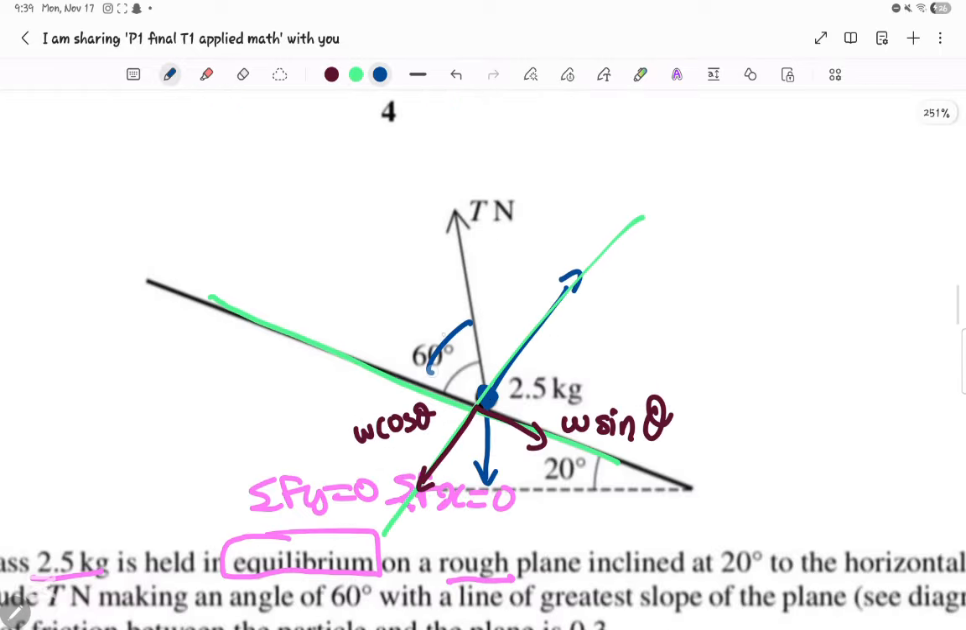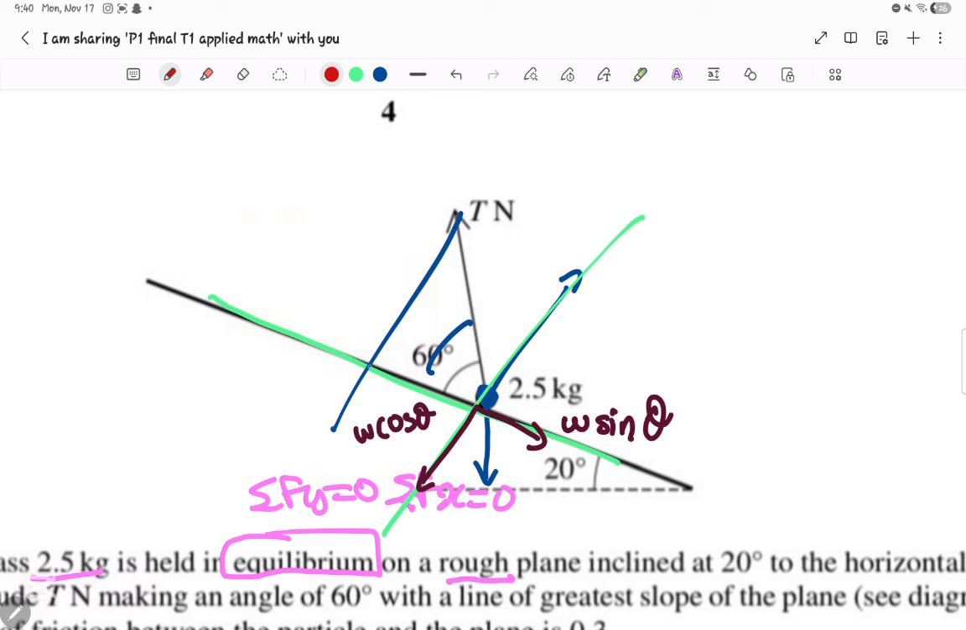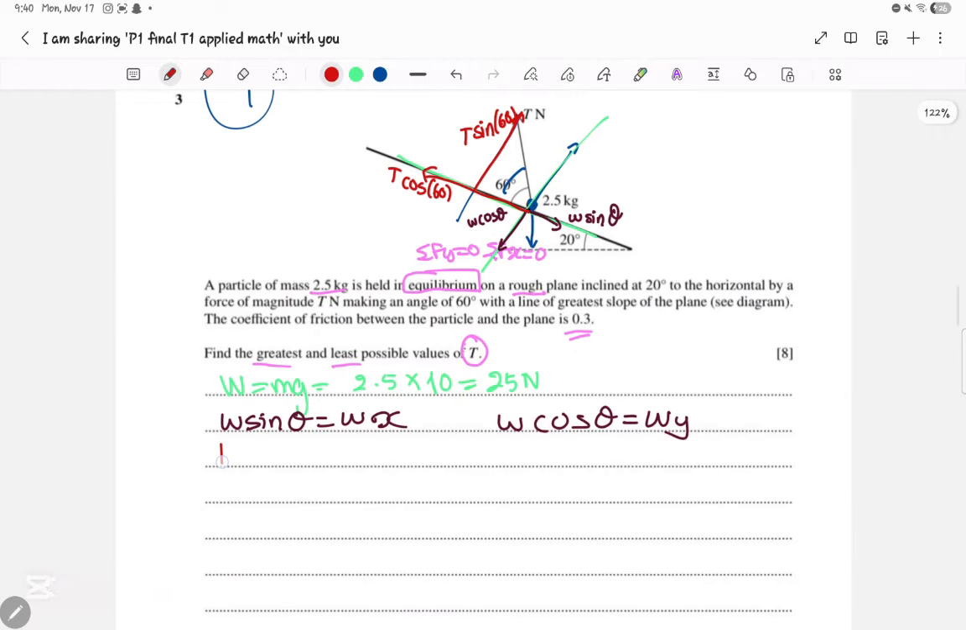I just make it into a triangle, right? This is my triangle. And what do I need to find? I need to find my x and y values. So my y value over here and my x value over here. For my x value, it's gonna be tension cosine 60. And for my y value, it's gonna be tension sine 60. What does this mean? This means tension sine 60 is equal to tension y. And then tension cosine 60 is equal to tension x.